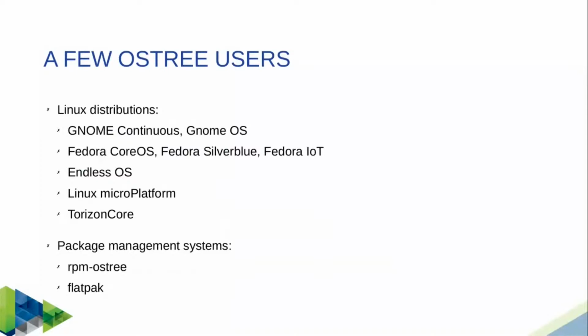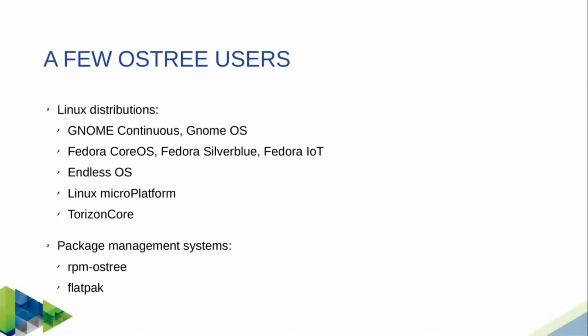OSTree started in a project called GNOME Continuous. It's a kind of continuous integration project for GNOME. And out there we have a few distributions using OSTree. For example, again, Horizon Core, the distribution that we are developing here at Toradex. There are also a few package management systems, or kind of hybrid package management systems, that use OSTree. rpm-ostree is the base for the Fedora flavors there, and Flatpak is also based on OSTree.